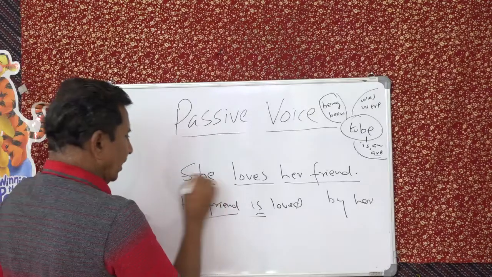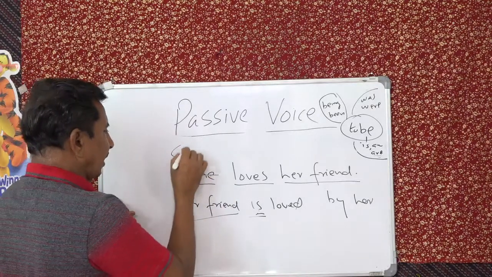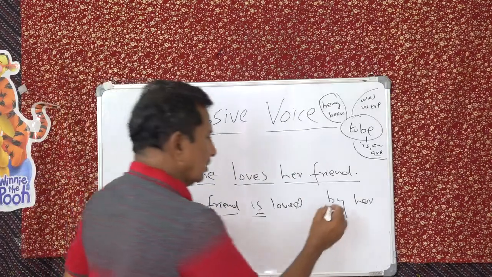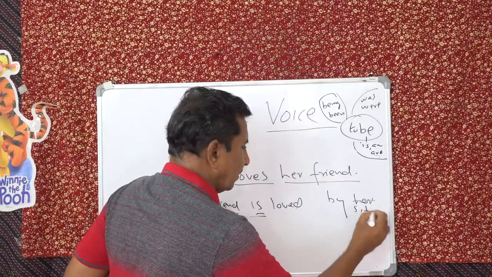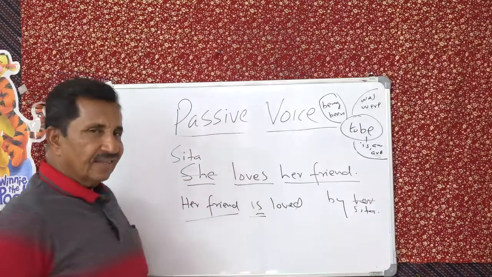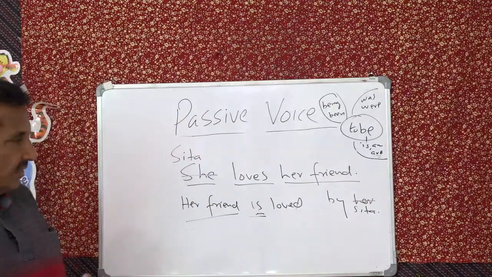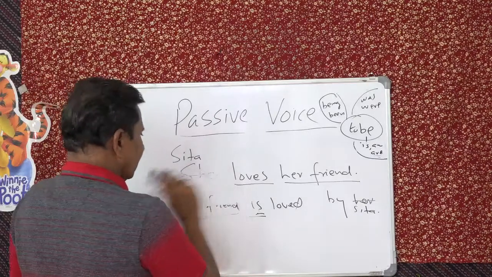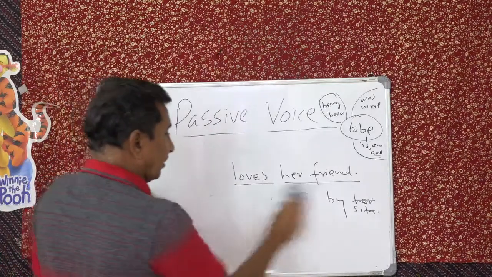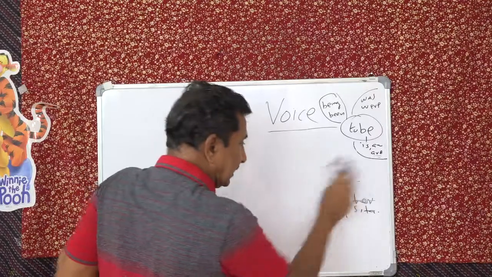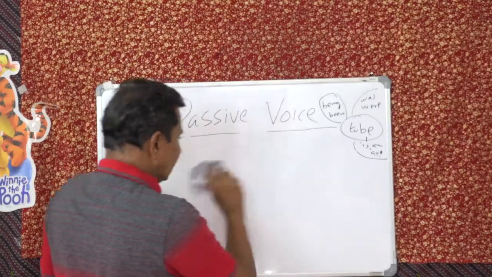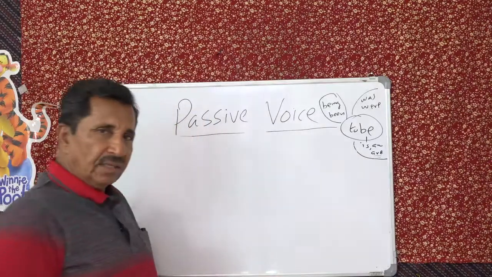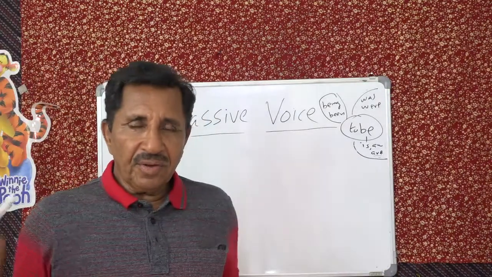Or if you put a name here, Sita. Sita loves her friend. So you can say "by Sita". Did you get that right? Simple? You want one more example? Okay. We can have any number of examples. Now remember, we are in which tense? We are in simple present, so to say. Right? Okay.